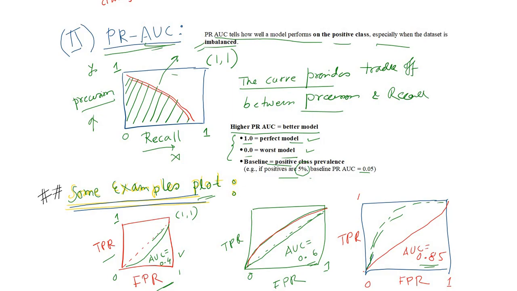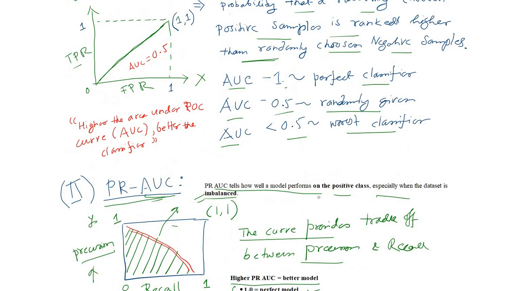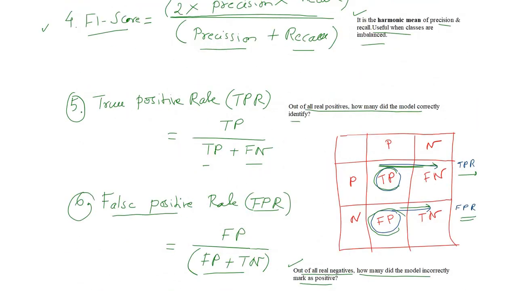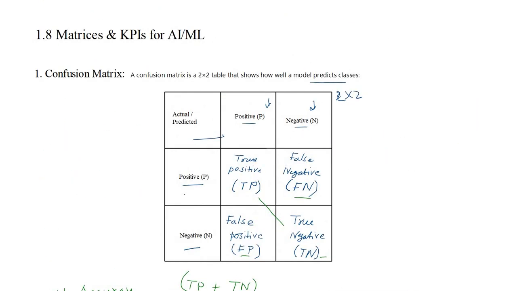So these KPIs, the AUC, PR, TPR, FPR, and the confusion matrix which I have shown, are very important while measuring performance analysis.